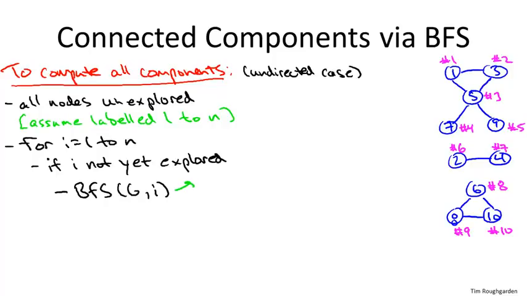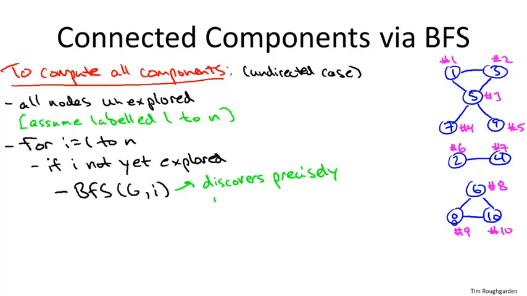Well, what we know will happen when we invoke breadth first search from a given node i, we're going to discover exactly the nodes in i's connected component, right? Anything where there's a path from i to that node, we'll find it. That's the BFS guarantee. That's also the definition of a connected component, all the other nodes which have a path to i.